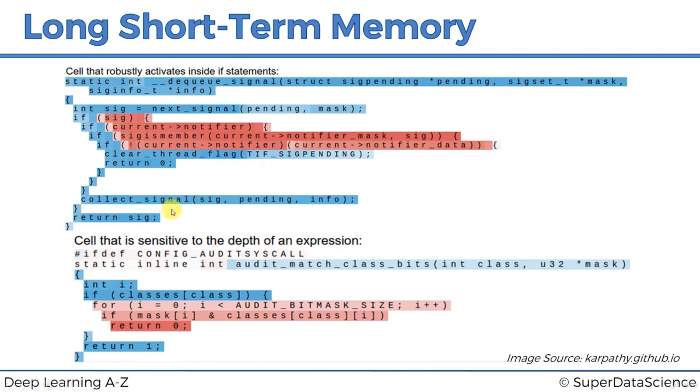That's pretty cool. And then here you've got another one where this cell is sensitive to how deep you are inside of a nested expression. As the expression gets more and more nested, this cell keeps track of that. So it's using this memory to keep track of it. And it's very important to remember that none of this is actually hard-coded into the neural network.